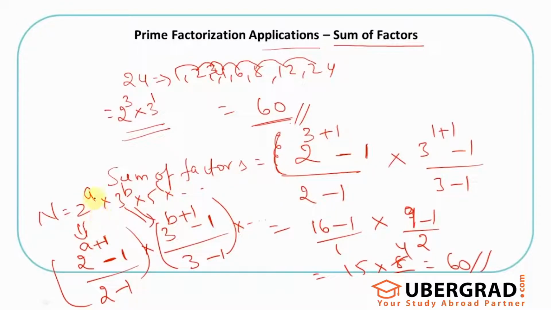Again to repeat, I see 2 power 3 here. To the power 3 I'll add 1, so it will become 2 power 3 plus 1, that's 2 power 4. Then I subtract 1 from the value of 2 power 4, divided by 2 minus 1. Similarly for 3 I have 3 power 1 here. I'm adding 1 to the power, so it will become 3 square minus 1 by 3 minus 1. So that's what we do to get the sum of factors.